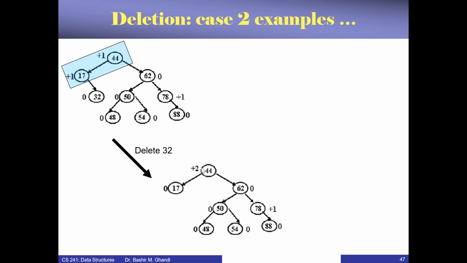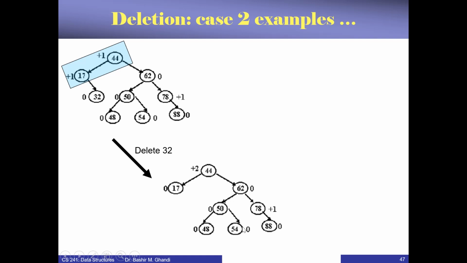Okay, so +2 is a problem. Next, if you have +2, you have to check the balance factor of the right child and see what it is. If it is 1 or 0, you only need to do a single left rotation. In this case, it is 0. So we only need to do a single left rotation.